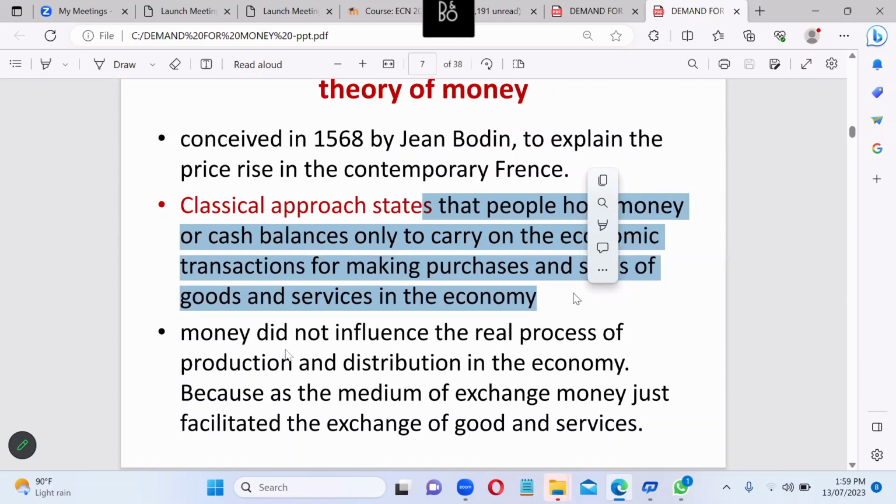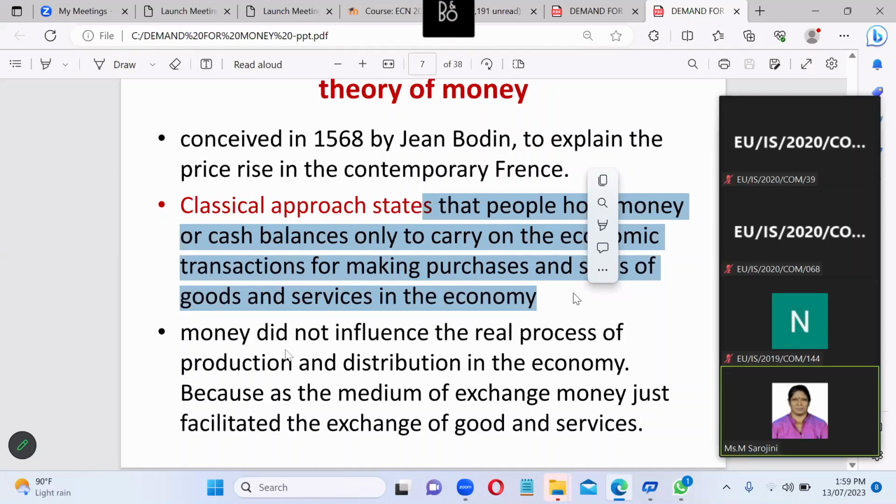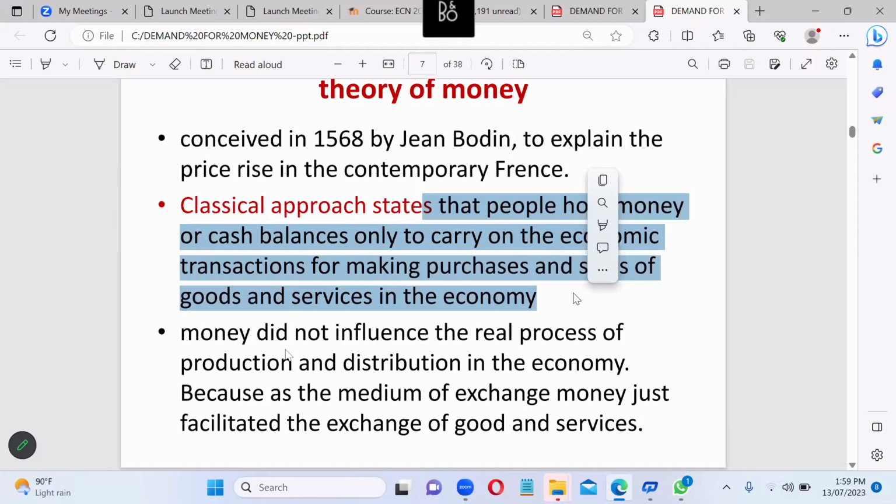So money does not influence the real process as the medium of exchange, but if we need to exchange something, money just has to be present as a real value. Once we take land, the land also has money value, but we can't see it really like money. So money does not influence the real process of production.